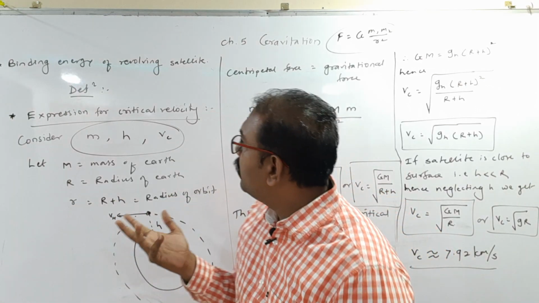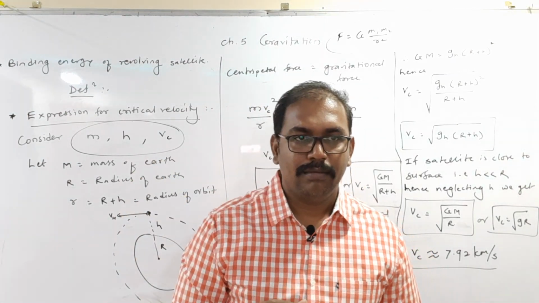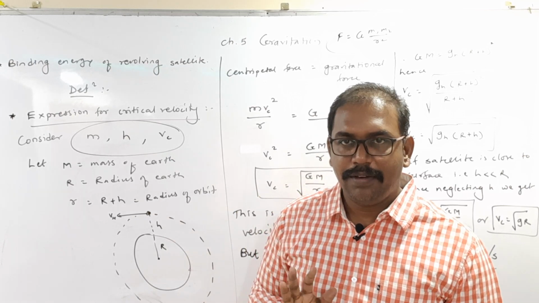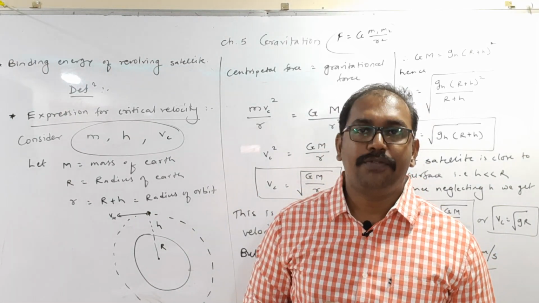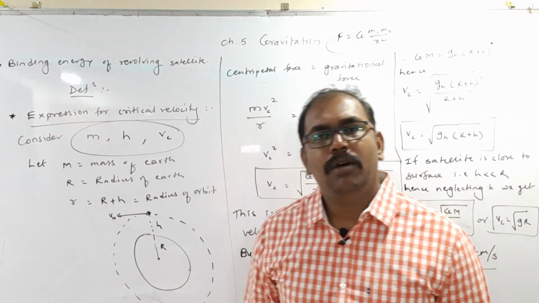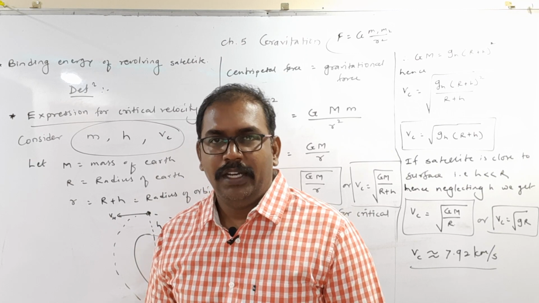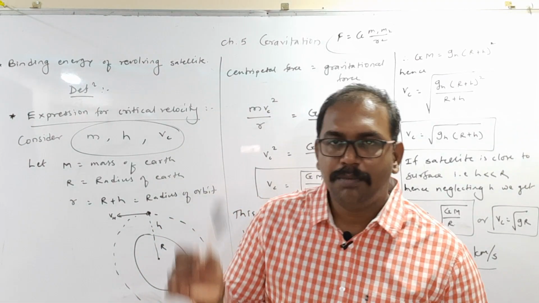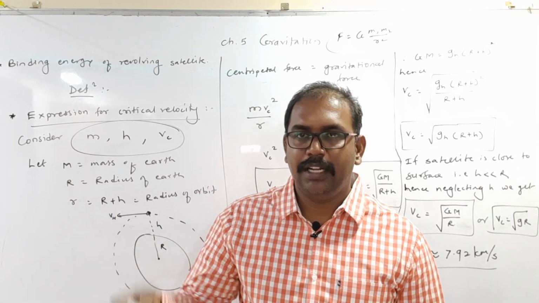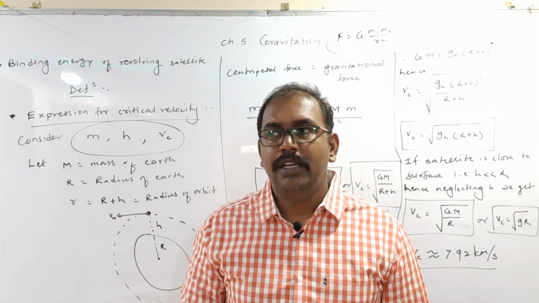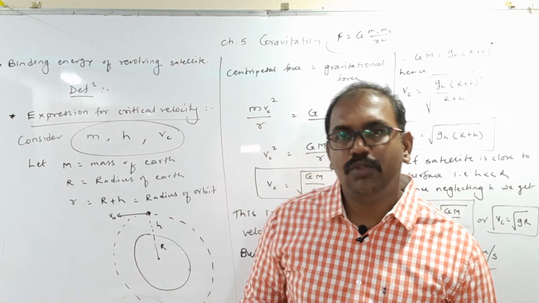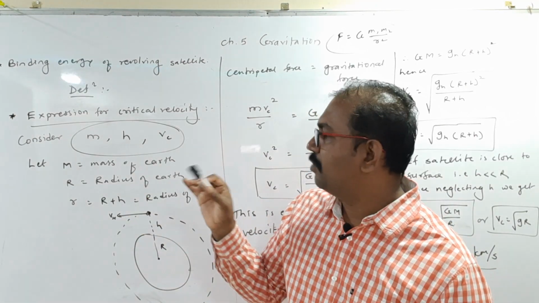So in other words, we can define binding energy: the minimum energy required to free a satellite or object, not only a satellite, from Earth's gravitational field is called binding energy. If this is a pen and I release it, it falls down because of the Earth's gravity. So if you want to free the pen from Earth's gravitational field, then the minimum energy you have to provide to it is the binding energy for this object.